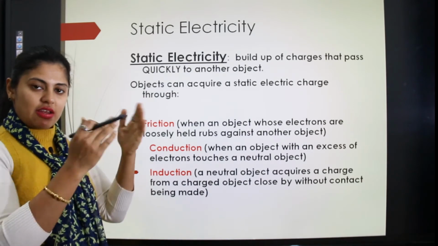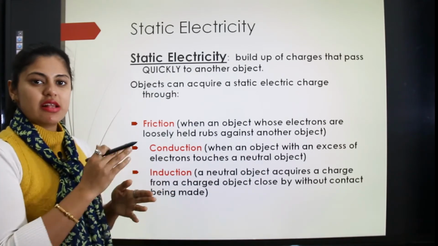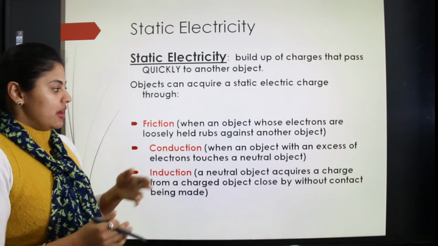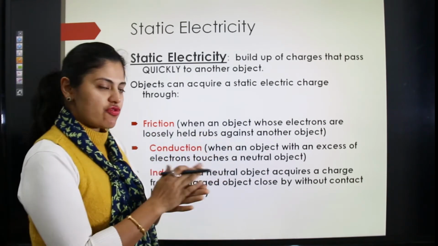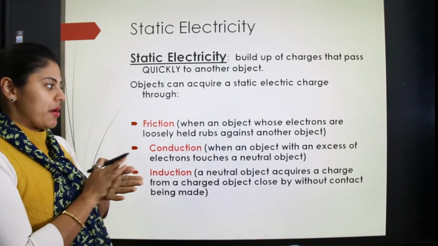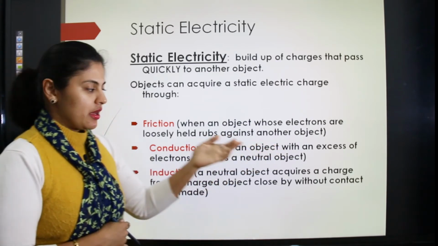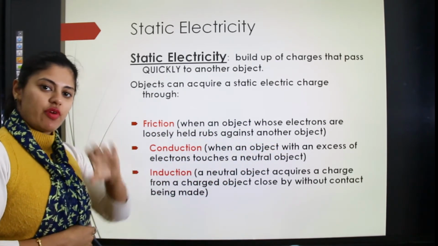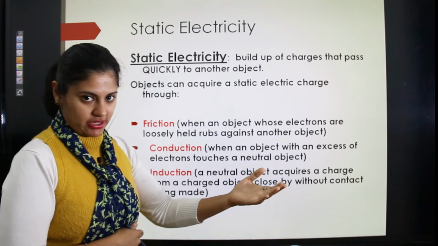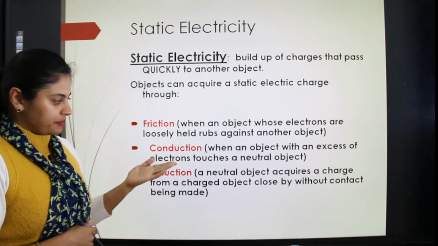So the electrons in one object which are loosely held, meaning loosely packed electrons, when they rub against each other, there is a movement of the electrons from one object to the other object. What is conduction?